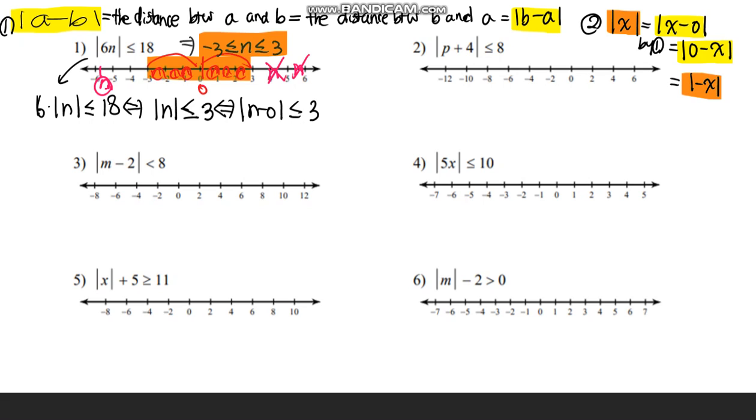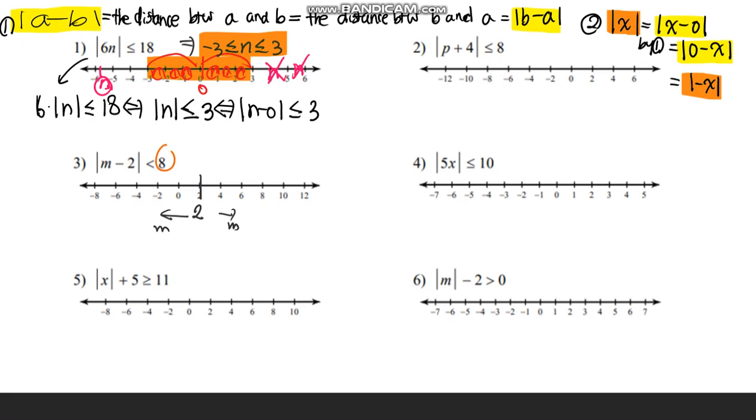Okay? All right. Now, next problem. I'm going to solve this one first because this one looks exactly similar to this one. So now, the distance between m and 2 is less than 8, right? So 2 is here, that m could be on the right hand side, and m could be on the left hand side. Now, how do we measure that?